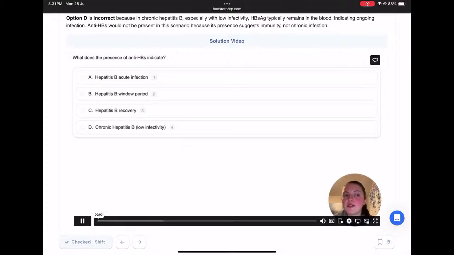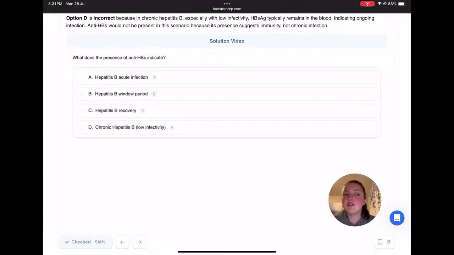Asking what does the presence of anti-HBs indicate? And if you don't know, anti refers to antibody, HB refers to hepatitis B, and S refers to the surface antigen. So it's asking the presence of this indicates what? Hepatitis B acute infection, hepatitis B window period, hepatitis B recovery, or chronic hepatitis B low infectivity.